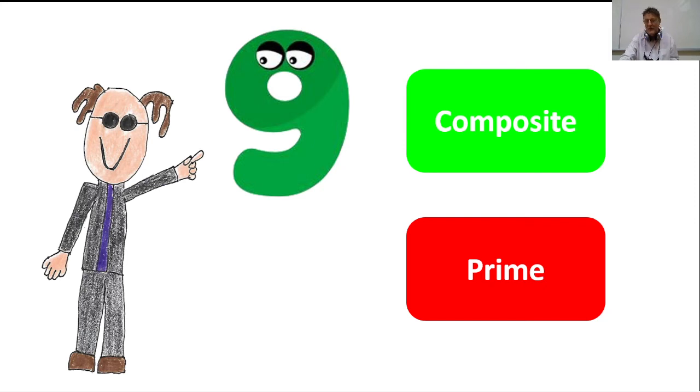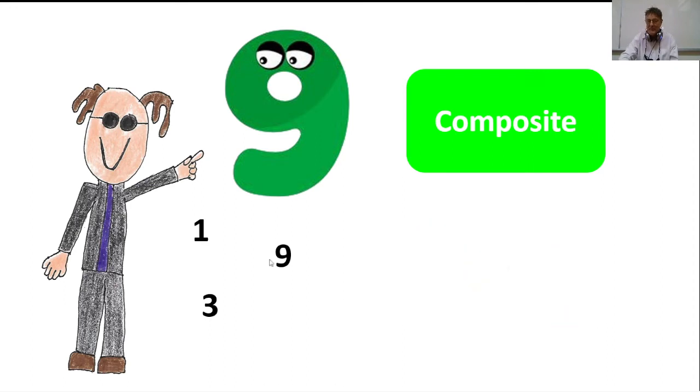I'll give you a moment to think. Well, we know 9 is divisible by 1 because all numbers are divisible by 1, and it is divisible by itself. But any other numbers? Yes, 9 is divisible by 3. 9 divided by 3 equals 3. Therefore, is 9 prime or composite? What do you think? It is a composite number.